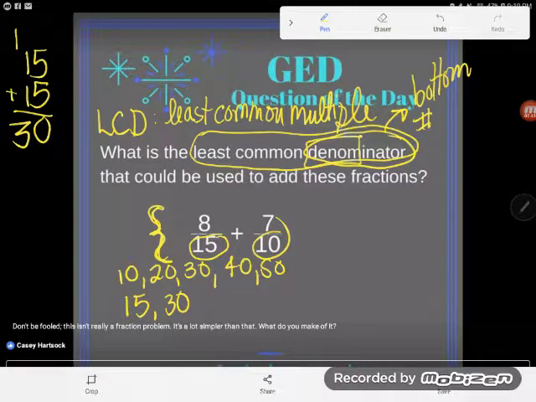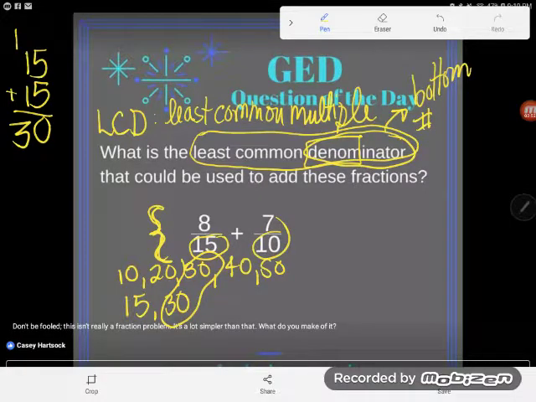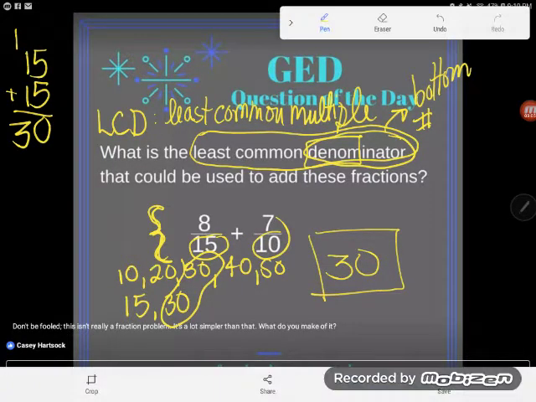Why? I found the first number shared by the 10 times tables and the 15 times tables. It is the number 30. 30 is the least common multiple of 10 and 15. Therefore, it is the least common denominator when 10 and 15 are the 2 denominators we see. And that's all they were asking for. You don't have to do anything else with these fractions.